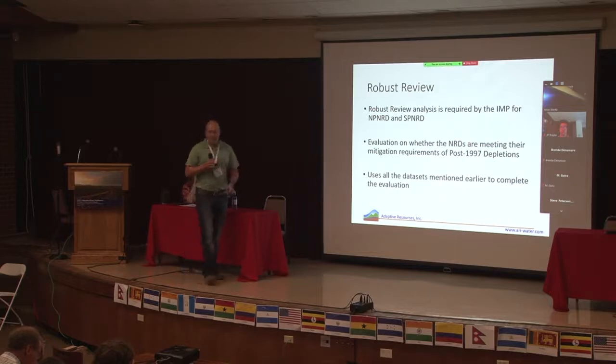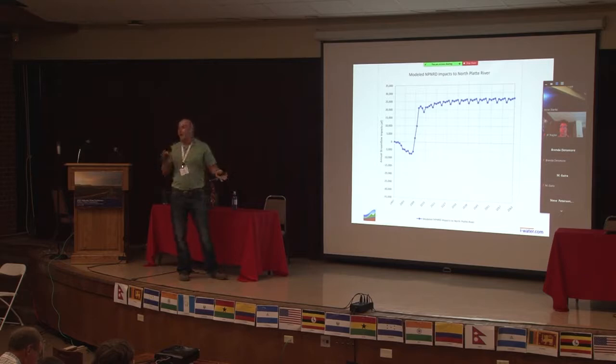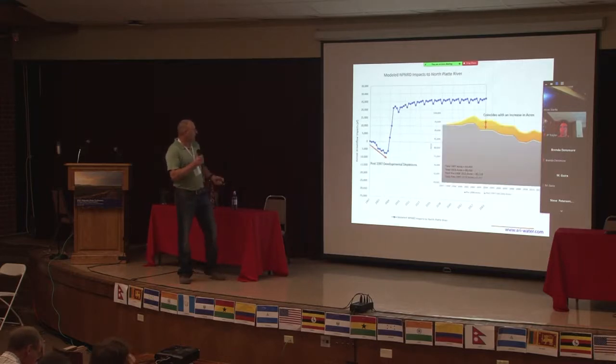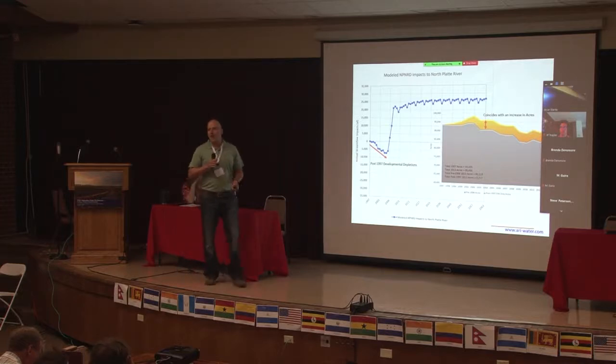We used all the data sets I mentioned just before this, and I'll get into the graph. So this is the graph of that, kind of a nondescript graph, and I'll step through it so you understand what we found. First of all, we found that post-97 development created about 7,000 to 8,000 acre feet of depletion along, this is the groundwater only lands.